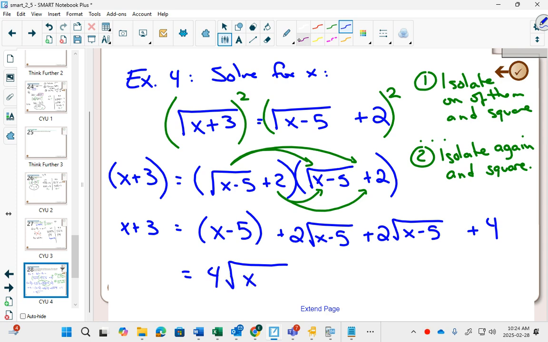Those are like terms. 2 root X minus 5 plus 2 root X minus 5 will be 4 root X minus 5. Can you see the X and the X are like terms, but they're on either side of the equation? What would happen if I put them together on the same side? Your X would cancel out. X is gone. The 4 and the 3 are like terms. So if I move my 4 over, I'm going to get minus 1.